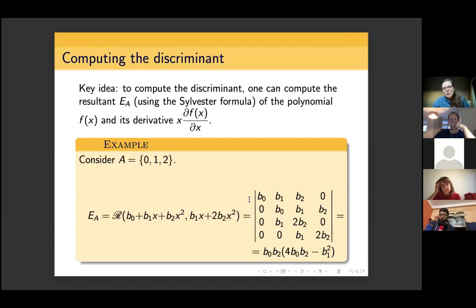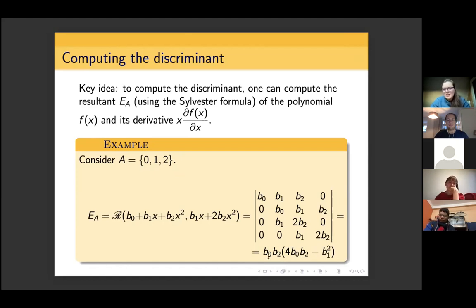Nevertheless, you can compute the resultant of your polynomial together with its partial derivative, and you would expect to get what you need, because basically the discriminant also would contain polynomials that vanish somewhere together with their derivative. So let's do it for A012, and then we would get this nice expression, which is almost what we would like, except there is some parasitic multiple.